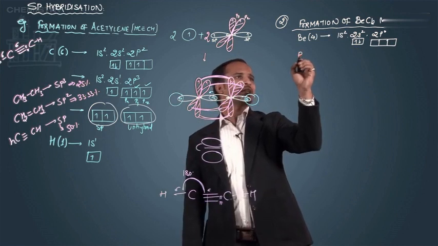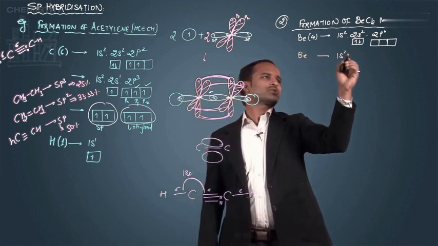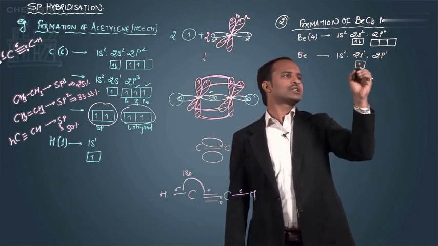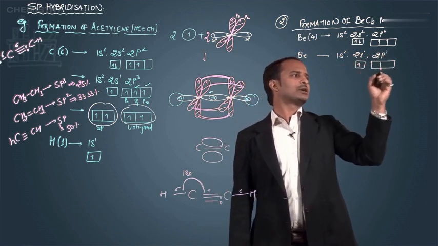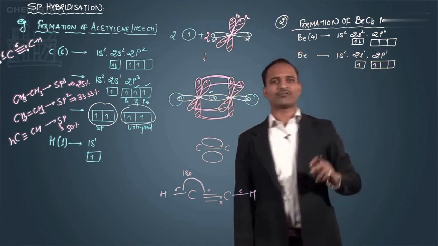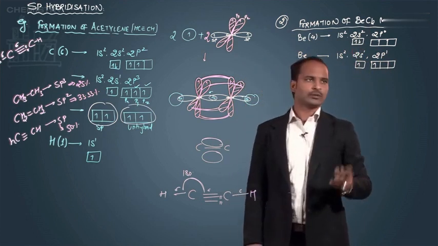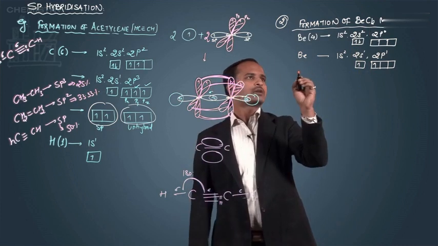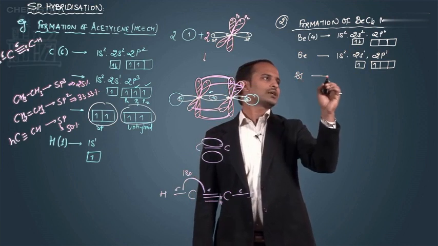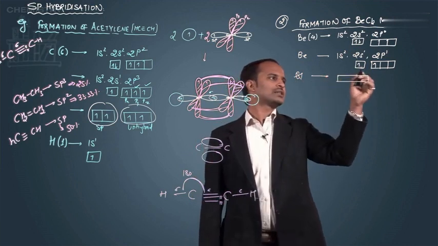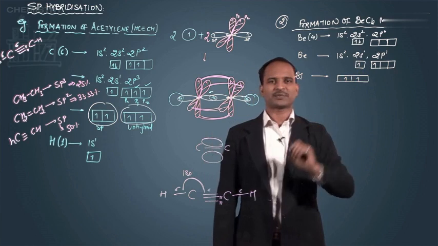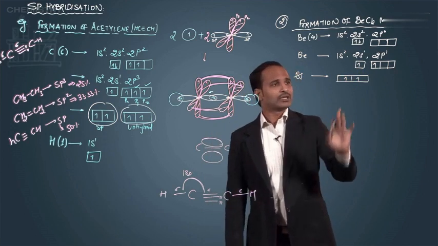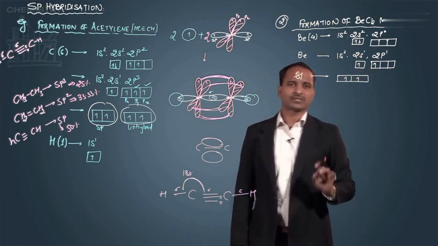Then beryllium in the excited state: the electron from 2s will jump to p. The excitation takes place because the number of half-filled orbitals and the number of bonds do not match. The number of half-filled orbitals is 0, but it is forming 2 bonds. So now we have 2 half-filled orbitals, so it will form 2 bonds. In the hybridized state, if there is only one s and one p orbital, it is sp hybridization. Here sp hybridization doesn't mean there is a pi bond. We have only 2 orbitals, that's why it undergoes sp hybridization.